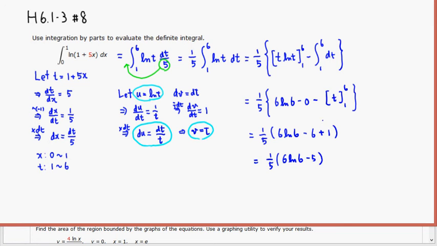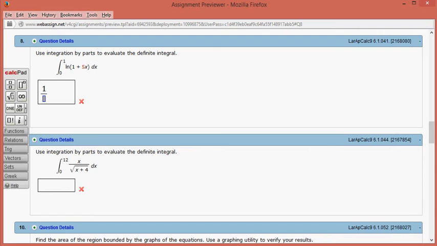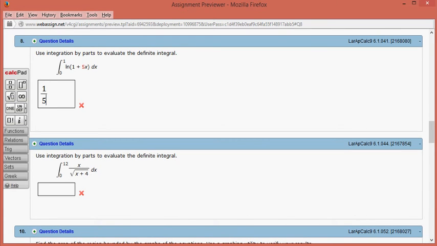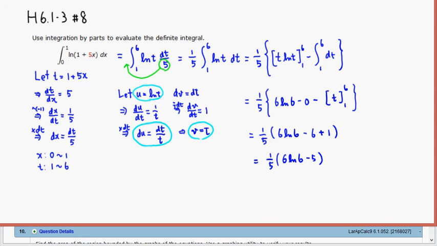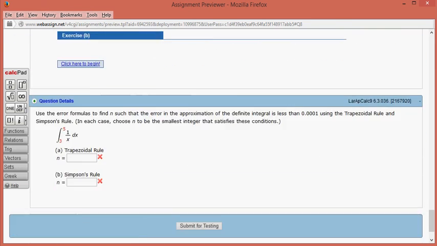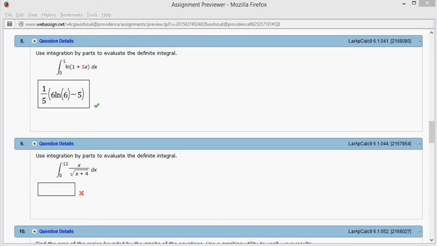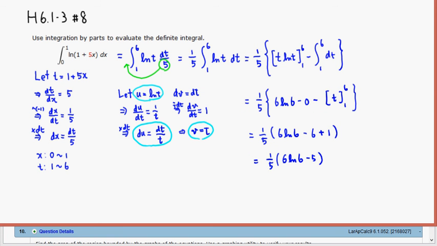Let's type this in: 1 over 5 times 6 natural log of 6 minus 5. Let's see, yeah, that was that. Let's submit for testing. It came back and looks like we got this one correctly. That's it. I hope this was clear.